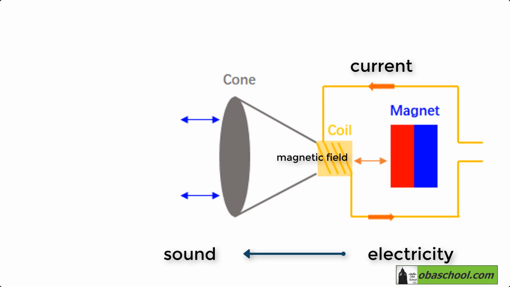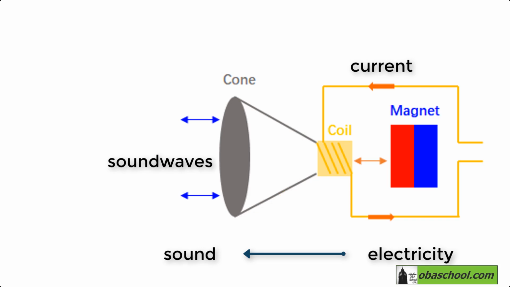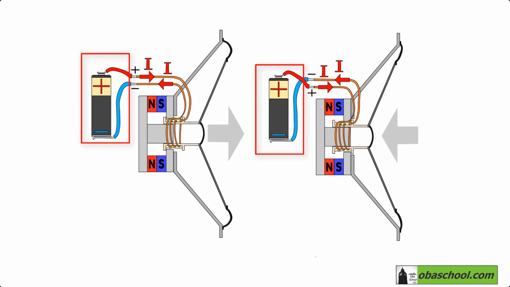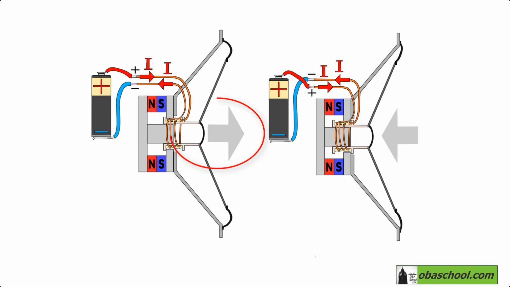As electricity passes through the coil of the electromagnet, the direction of its magnetic field is rapidly changing. So, as the coil moves, it moves the cone back and forth, pumping sound waves into the air. So, if we use steady current that does not change its intensity with time, you can see here that you get a cone that is moving either forth or back.